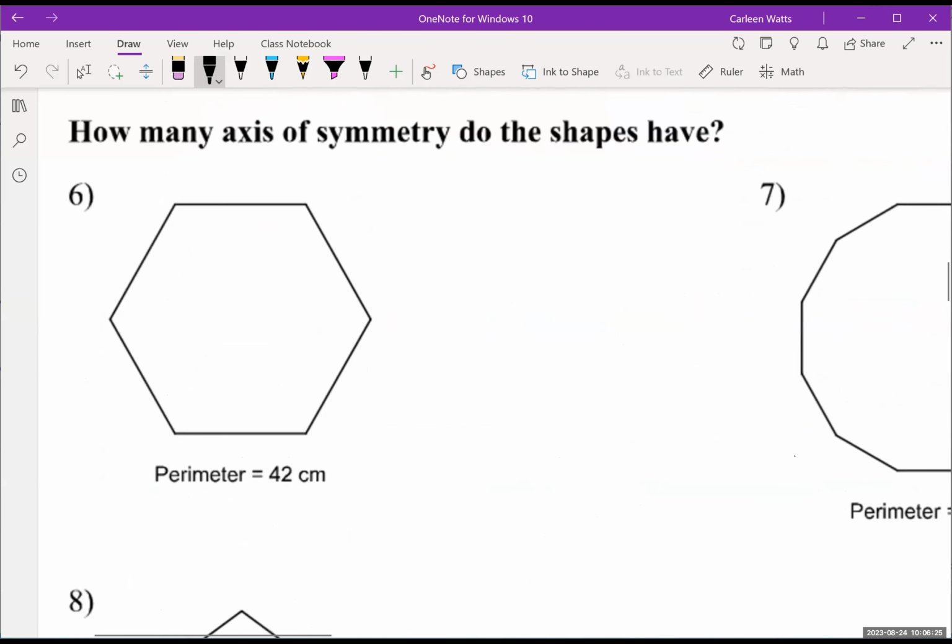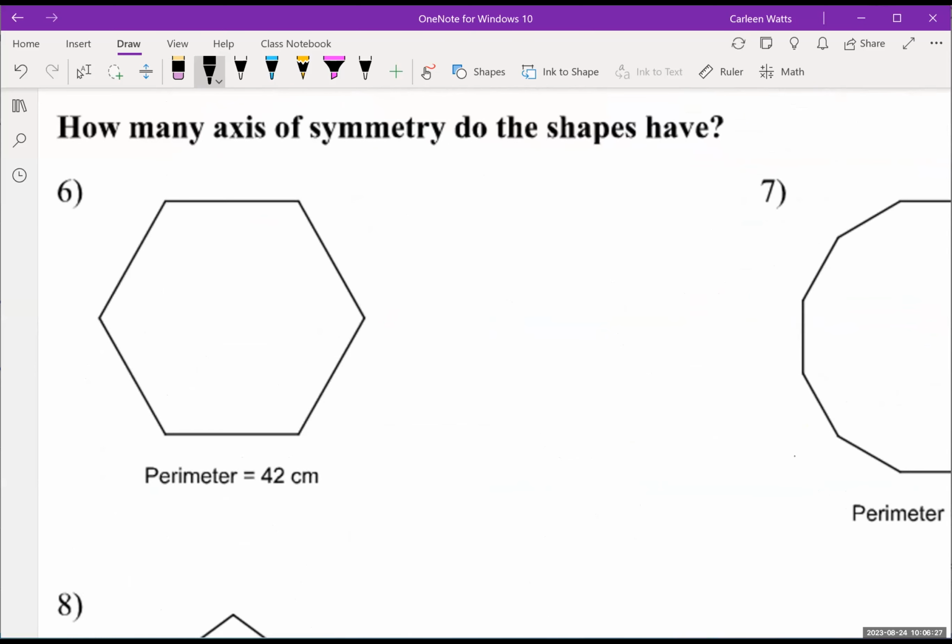How many axes of symmetry? That's kind of hard to make plural. By the way, I used a picture from something else. An axis of symmetry is a line that I can draw that creates a mirror. We could talk about that.